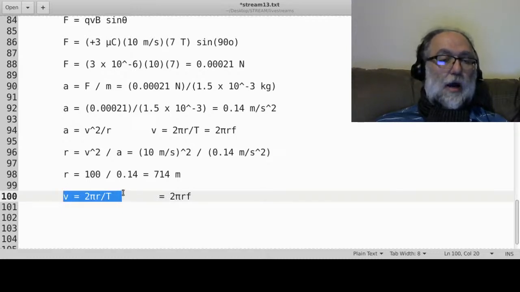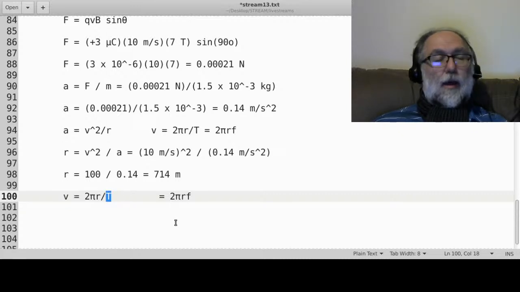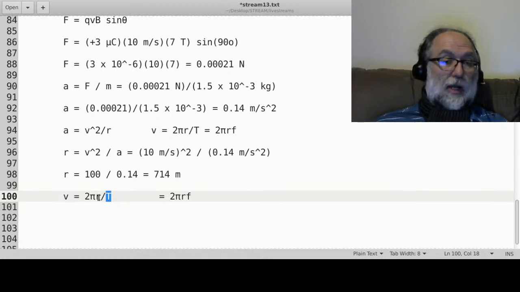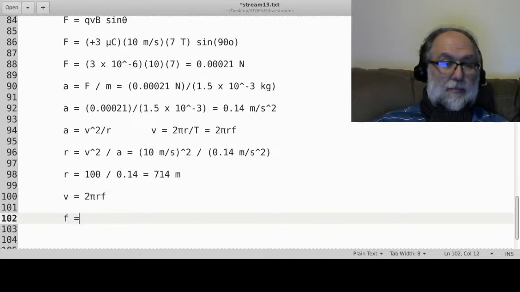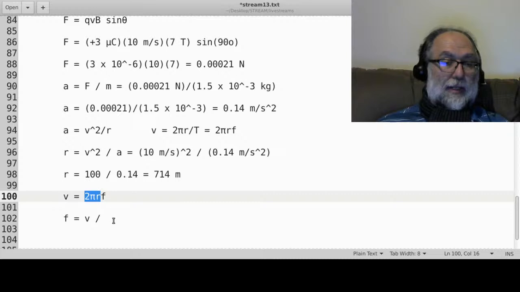v is equal to 2 pi r over t, where t was the period. But remember, the period and the frequency are related by reciprocals. So I can take out the 1 over t and just replace it with f, and so you get that v is equal to 2 pi r f, like that. Okay, let's get rid of the intermediate part here. So v is equal to 2 pi r times f, which is the frequency, and we don't want v, we want the frequency, so divide both sides by 2 pi r, and we get that f is equal to v divided by 2 pi r, like that.